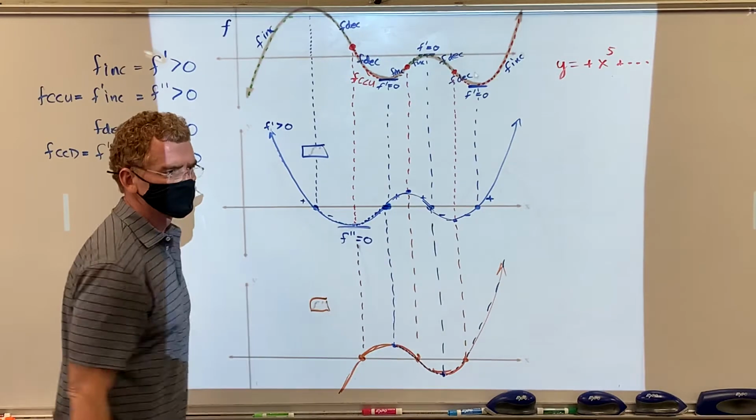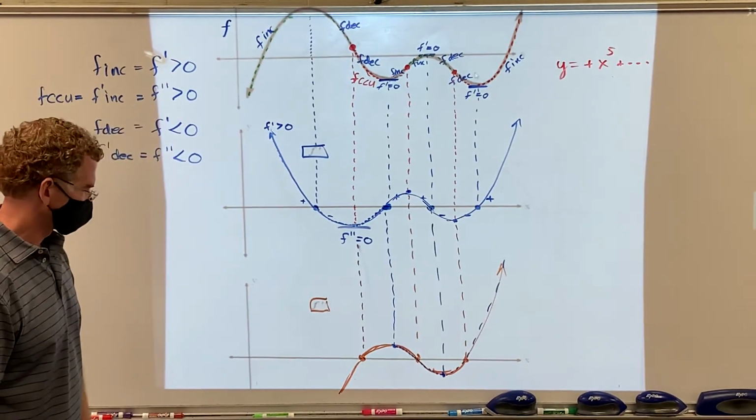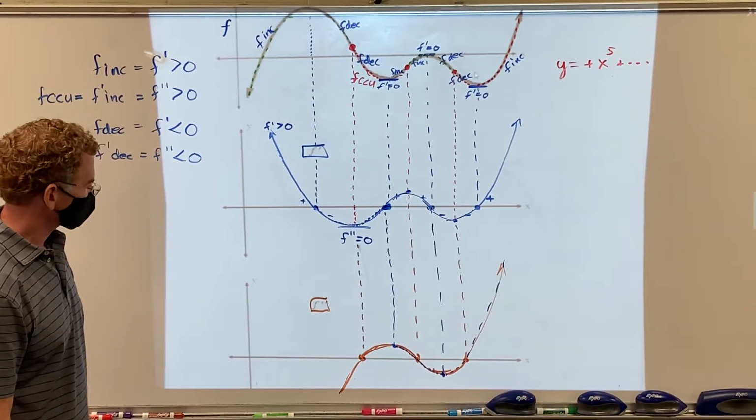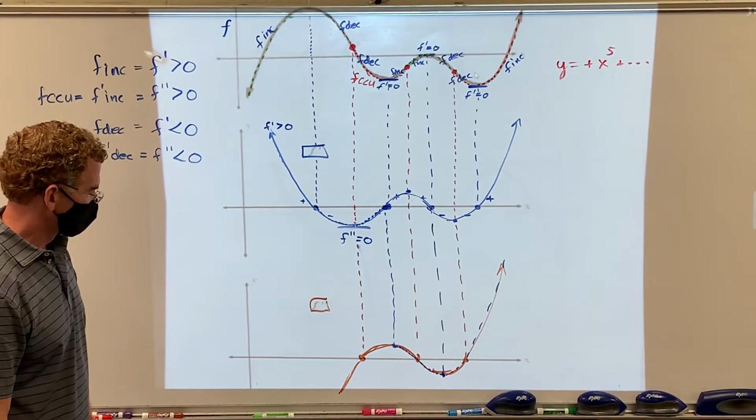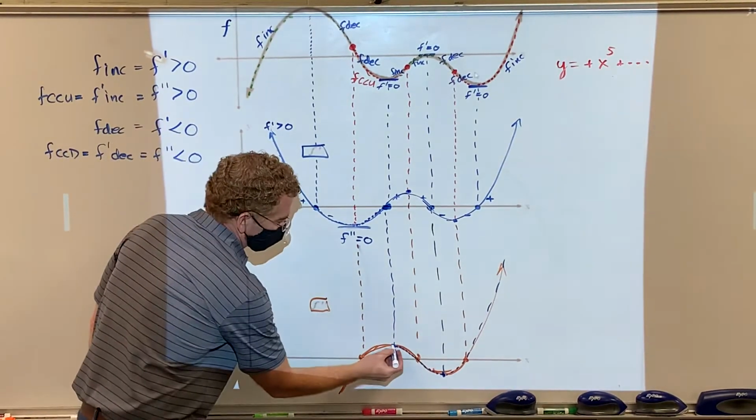Is the first part concave up or concave down on the F whole prime? This arrow here would be concave down.